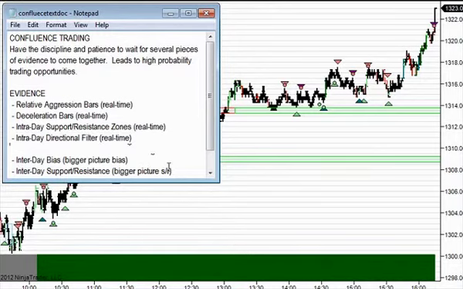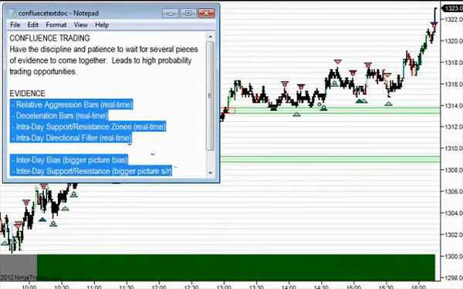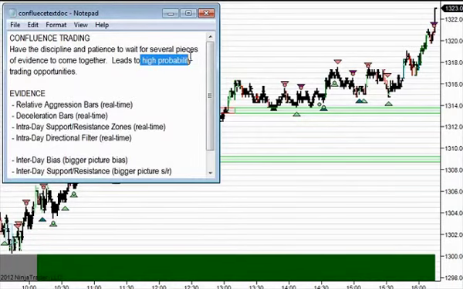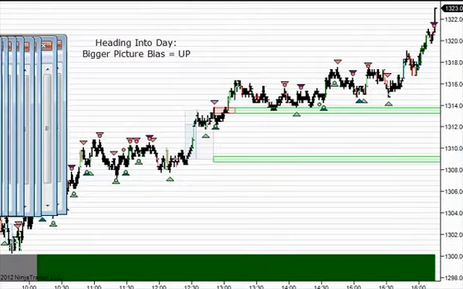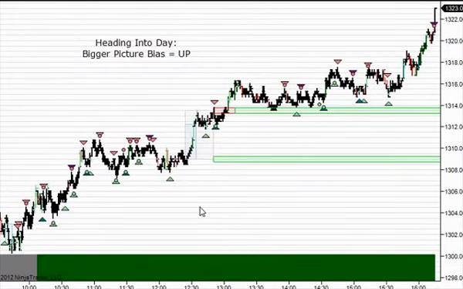So the idea is that each of these pieces of evidence on their own are really nice, but when you can wait for a situation where two or three or four or five of these line up, and even a situation where five of these line up, you have a very high probability opportunity. So I wanted to illustrate a couple of those opportunities today, and show you ways that you could have used this tool to help you get into a high probability setup.